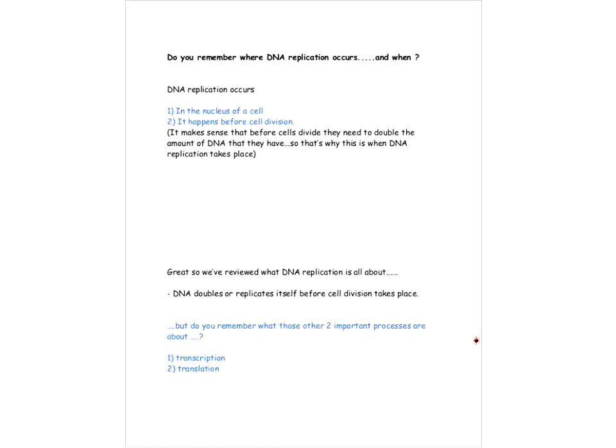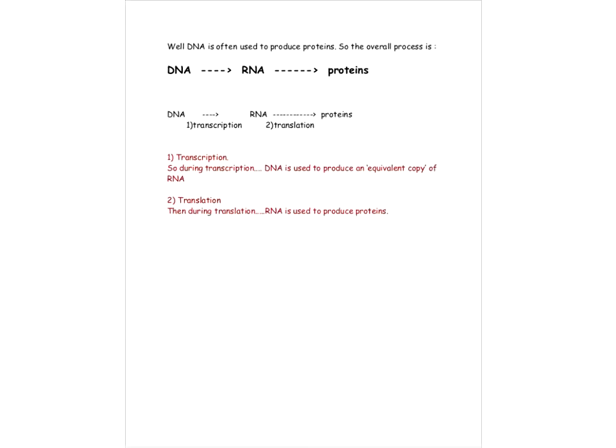We shall find out on the next screen. All right, so DNA is often used to produce proteins. The body has a lot of important proteins, whether we're talking about hormones or enzymes, those are all proteins. Actually, some hormones are based on steroids. But there are a lot of different important building blocks in the body that are made out of proteins.